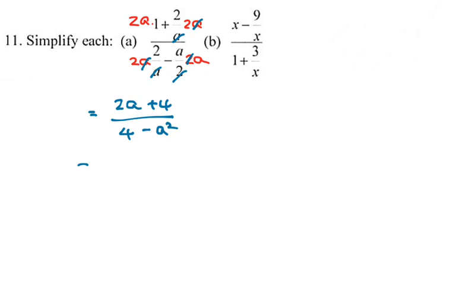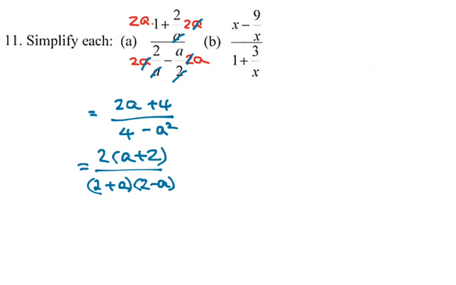Alright, so then after this one, we have to factor the numerator and denominator and see if we can simplify any further. We can see that 2 is the common factor. Then that's what we end up getting. The denominator is a difference of squares, so we have 2 plus a, and then 2 minus a. And then in this case, do we have anything for us to cancel?